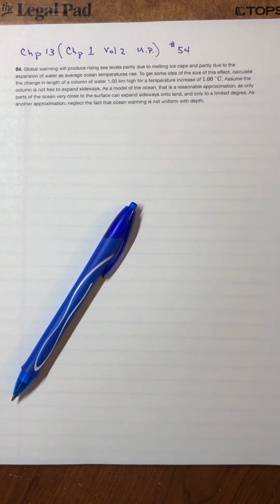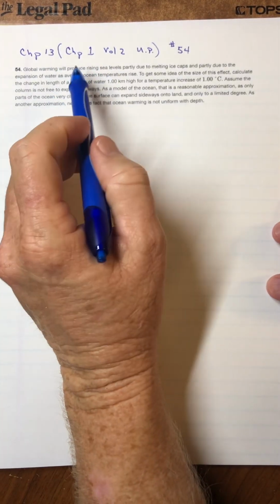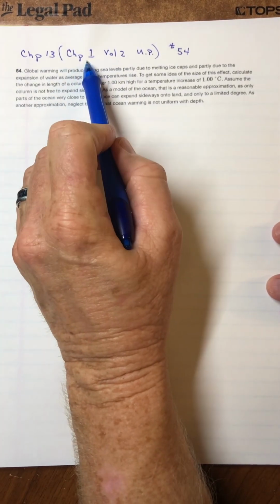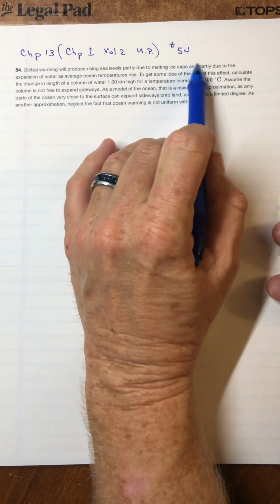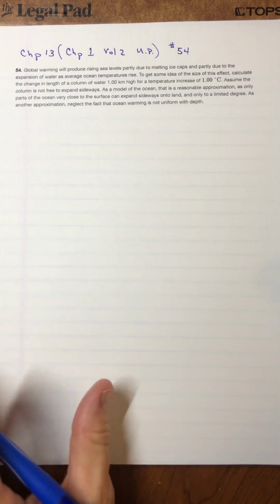Hey, students, I got a great question here from our chapter 13. Actually, again, from the Harder book. It is from volume 2, chapter 1 of University Physics. It's number 54, and it has to do with thermal expansion as well as global warming.